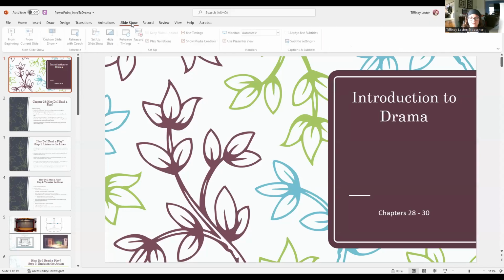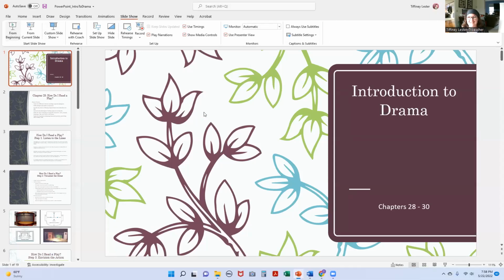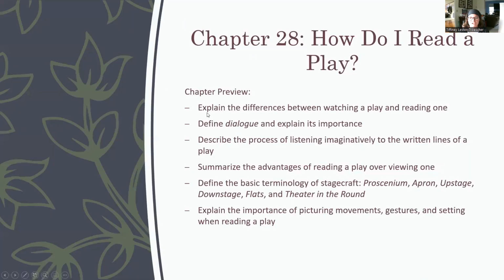So to prepare us for that, here in this lesson, we're going to learn a little bit more about drama, how to read a play. It's important to know how to do that. Normally a play, we watch it. So how do you read a play? Learning about dramatic structure and then thinking about characters, right? So let's go ahead and take a look here at the PowerPoint. Okay. All right. So introduction to drama.